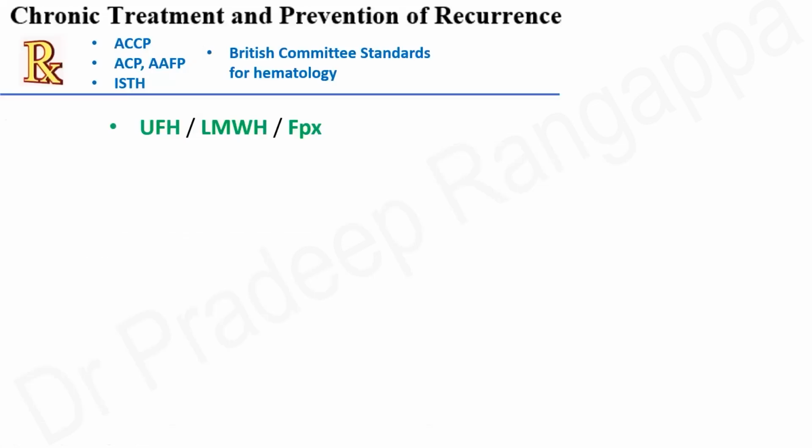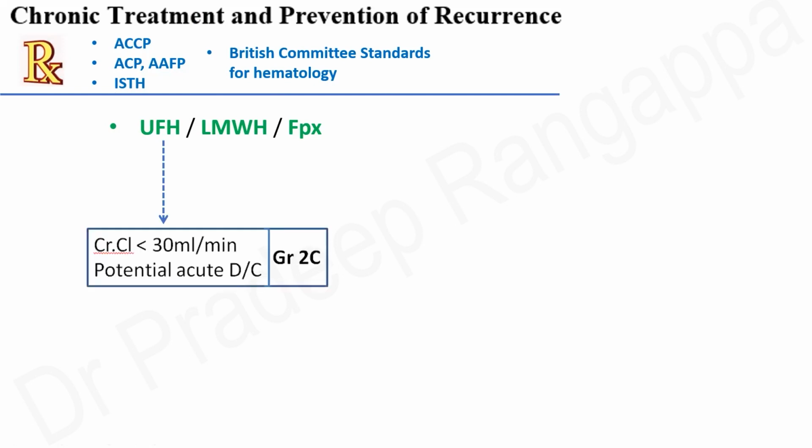So with regards to chronic treatment and prevention of recurrence in PE, there are various guidelines that have come from various groups, American College of Chest Physicians, American College of Cardiology, all these associations have come out with guidelines. So the key is anticoagulation. You have a choice between unfractionated heparin, low molecular weight heparin, and fondaparinux. Unfractionated heparin is something that is considered where you have acute kidney injury where creatinine clearance is less than 30 ml per minute, or there is potential acute discontinuation of this.